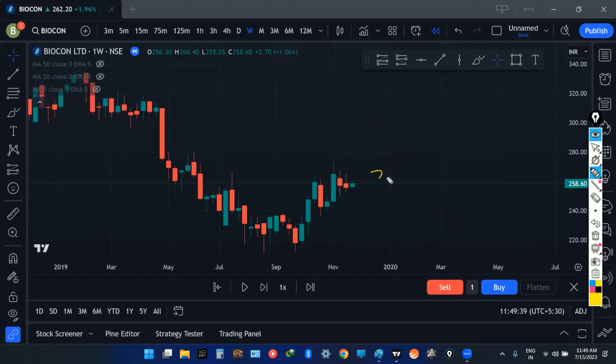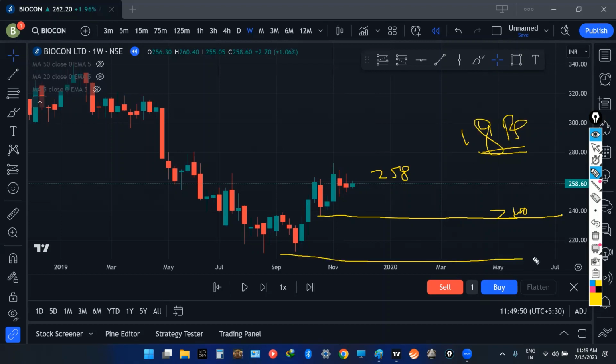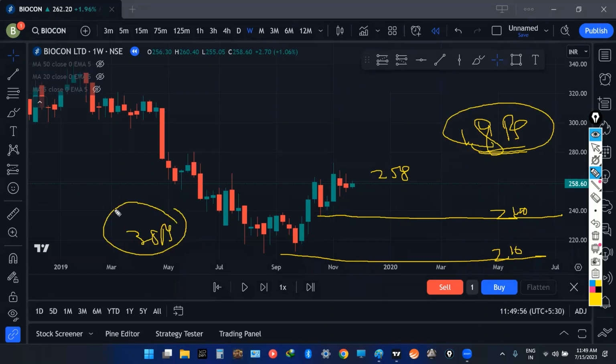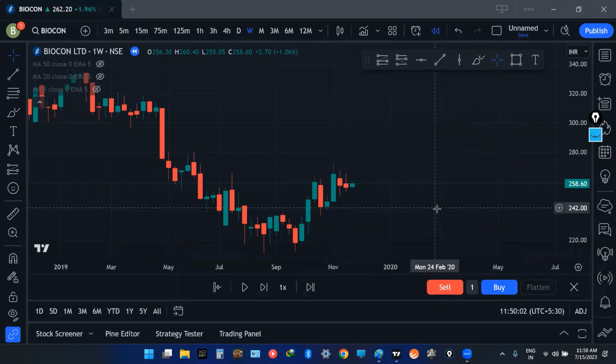So either we enter at 258 and keep our risk at 240, 18 rupees risk, or we enter at 258 and keep our risk at 210, 38 rupees risk. So how much risk we keep, that is up to us. What is our risk appetite? But the logic always remains the same. Now we'll see what happens next.